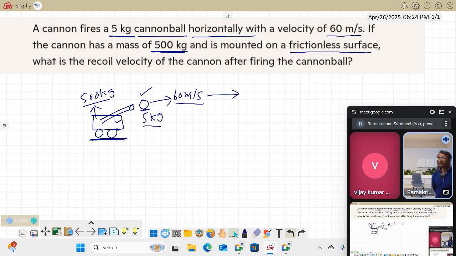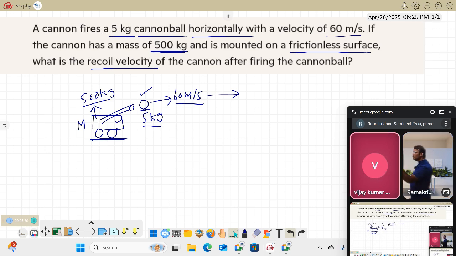Friction. If you go for a higher level, you'll get friction-based questions also. So what is the recoil velocity? Previously we already discussed that negative velocity is called recoil velocity. Here, how many masses are there? Two masses: the cannon, the heavier mass, capital M.